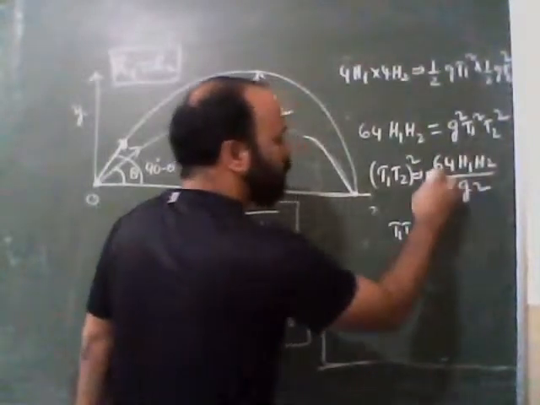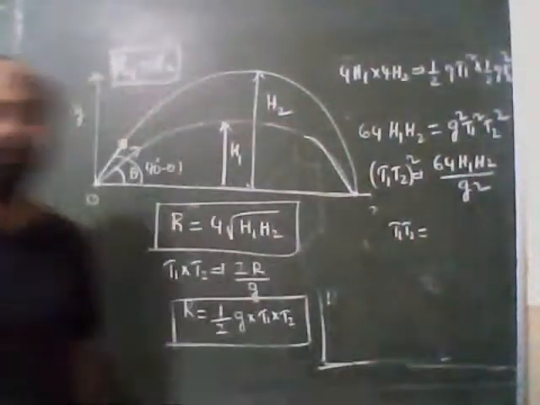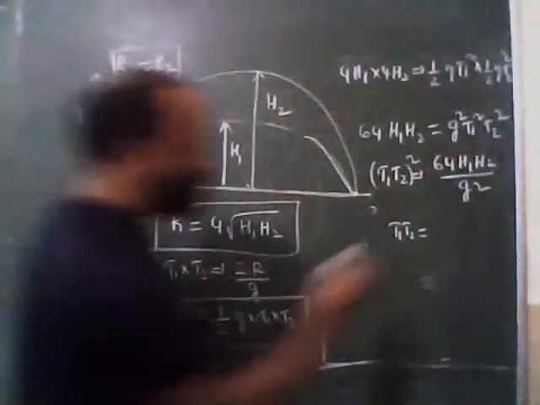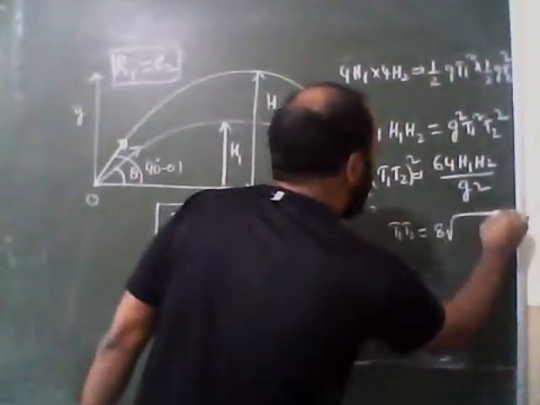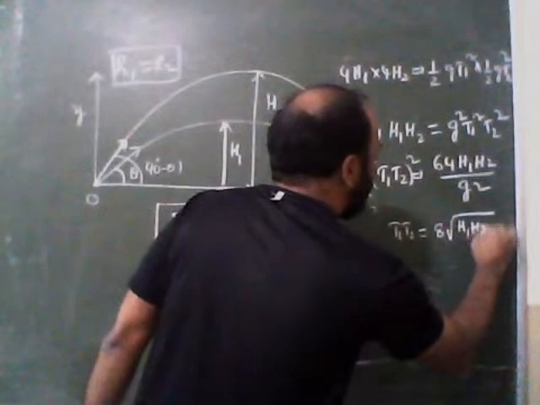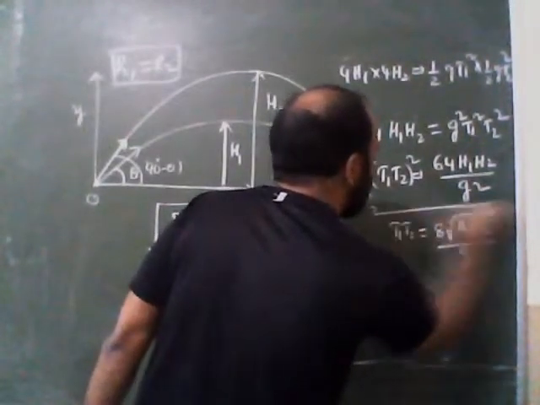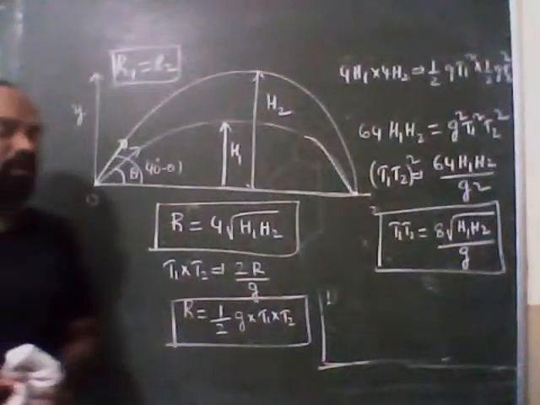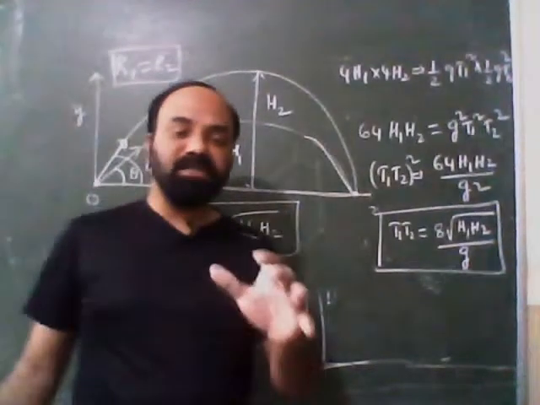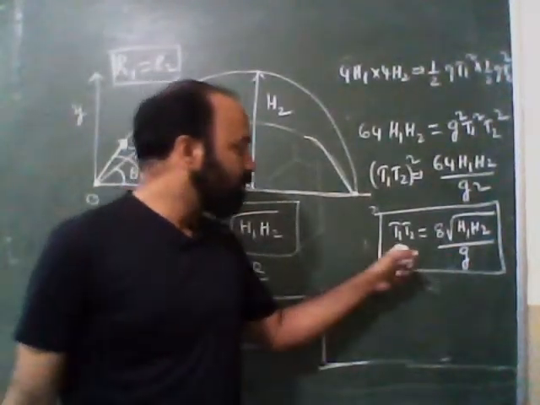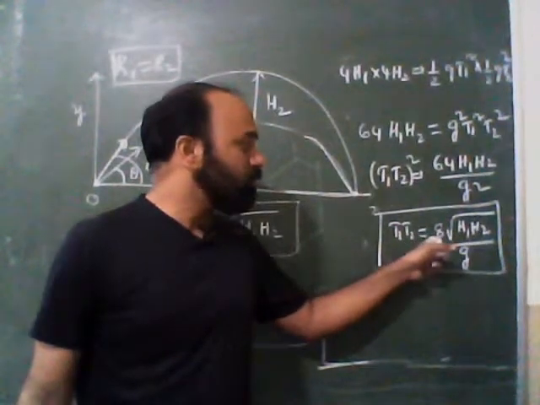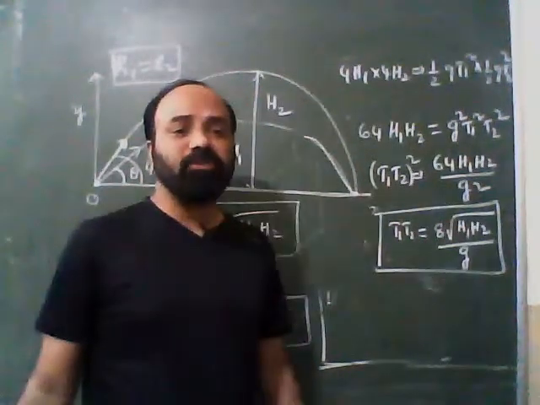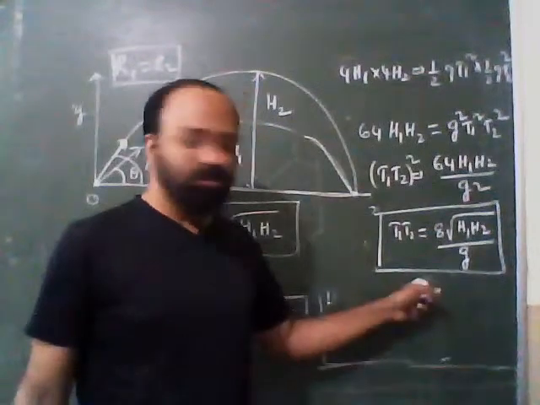Root, if you apply it, root 64 means 8 will come. 8 root this. This is another formula. If they ask the product of the times in terms of the heights, the product of the times t1 into t2 is equal to root h1 into h2 by g. Okay, understood?